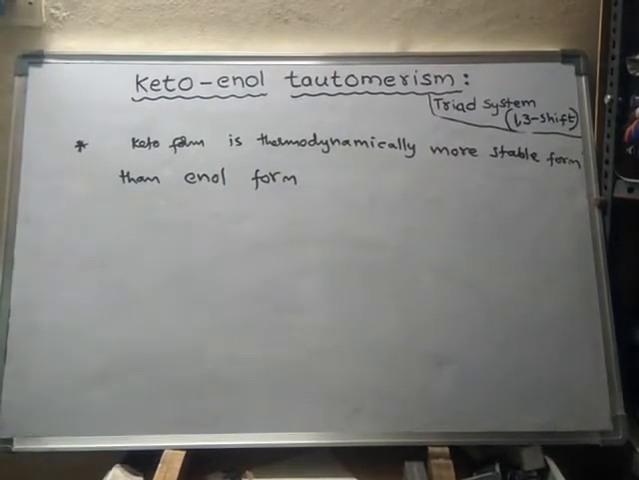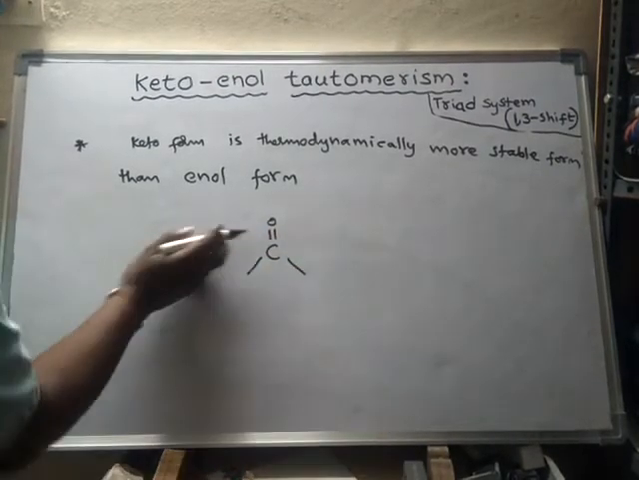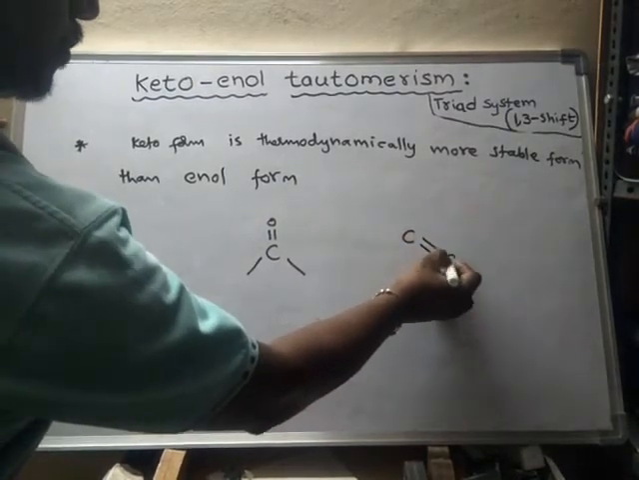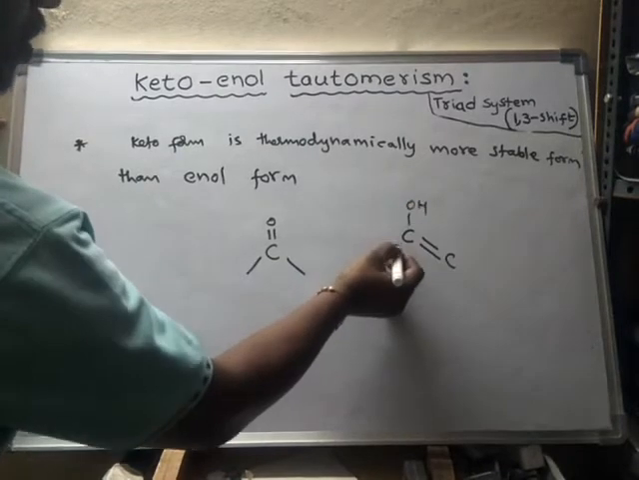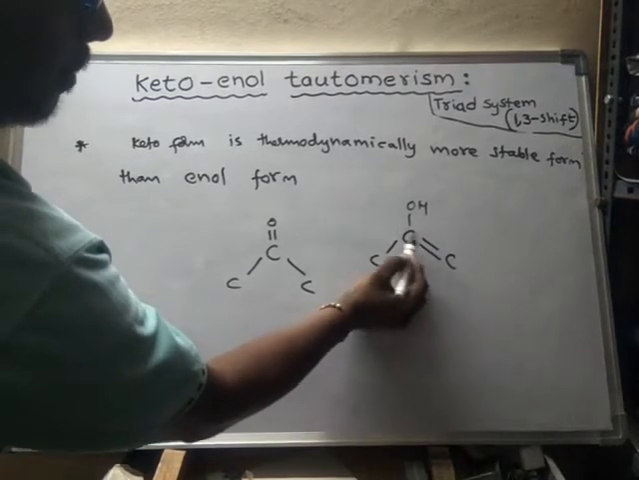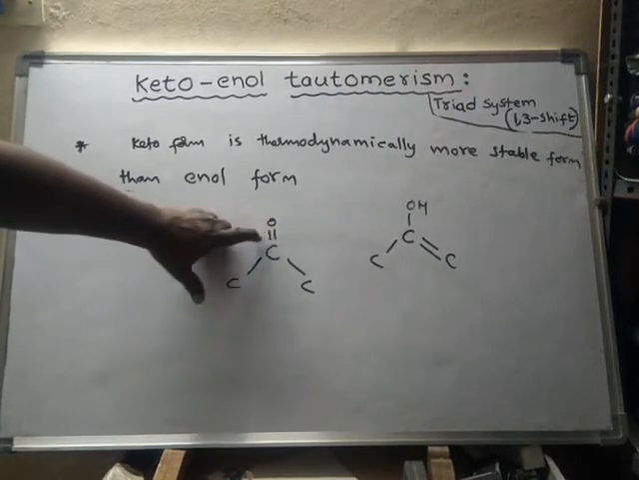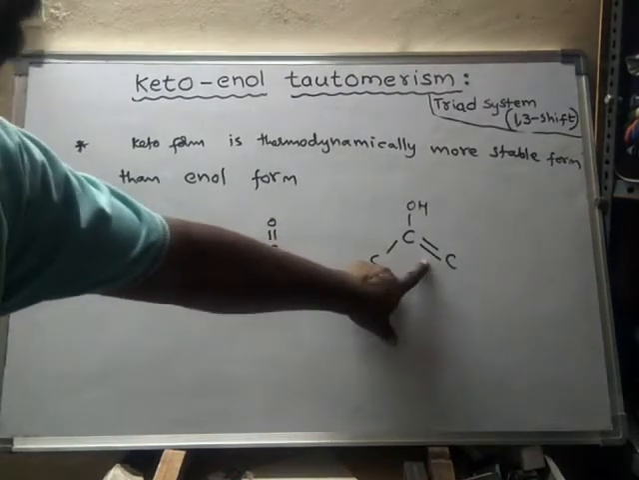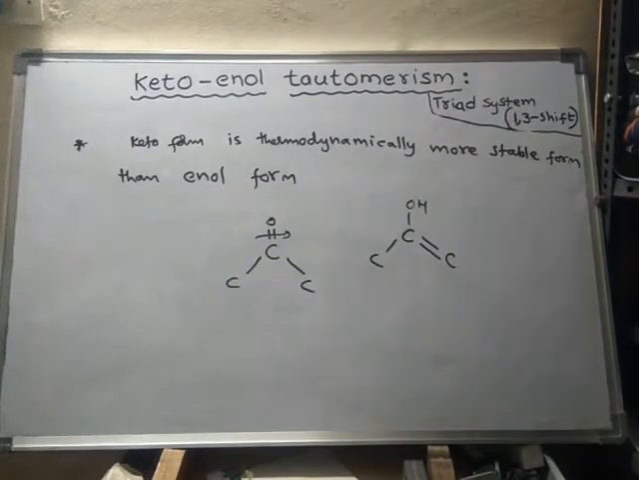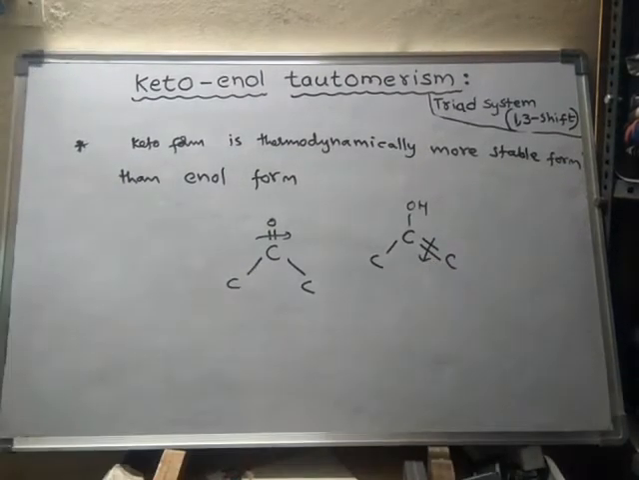Why? Because in keto form there is a double bond between carbon and oxygen, whereas in enol form there is a double bond between carbon and carbon. When there is a double bond between carbon and oxygen, that bond is very strong compared to the double bond between carbon and carbon. So to break this bond, it requires more heat energy. To break this bond, it requires less heat energy.